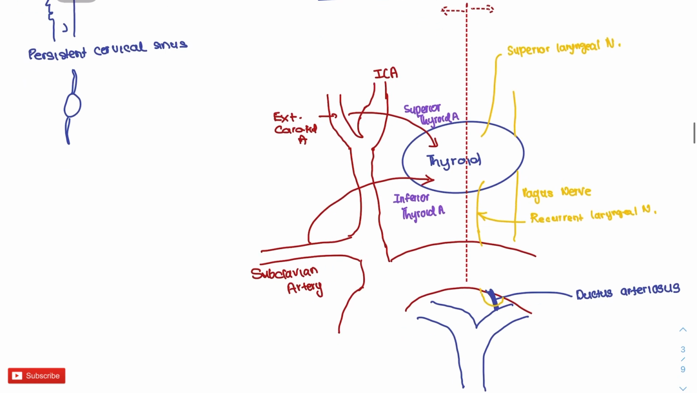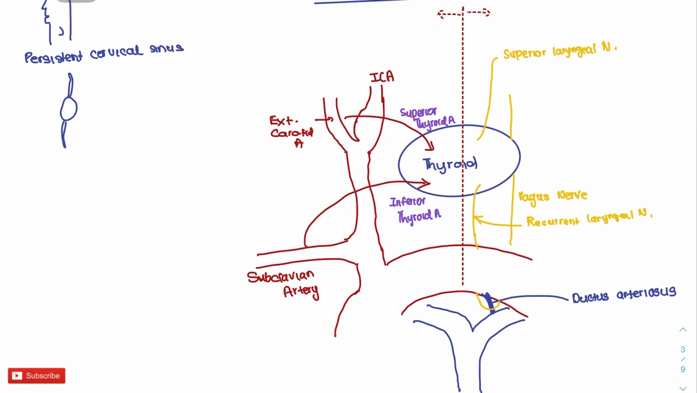So on the other side, we have our left subclavian artery supplying the inferior thyroid artery on the left side, and then we have the common carotid, which divides into the external carotid on the left side, that will supply the left superior thyroid artery. The same for the two nerves, it's innervated in both sides.